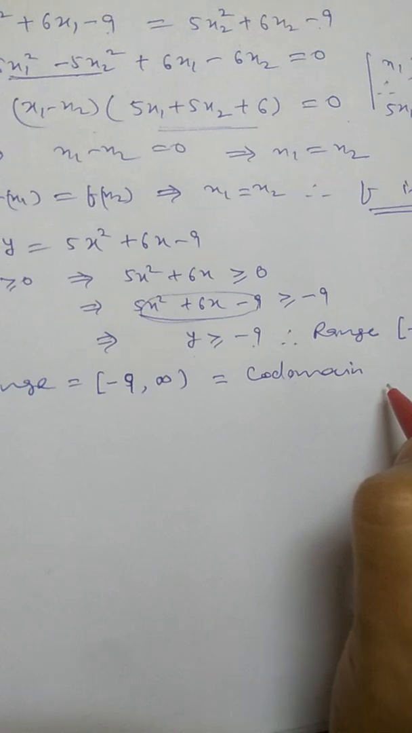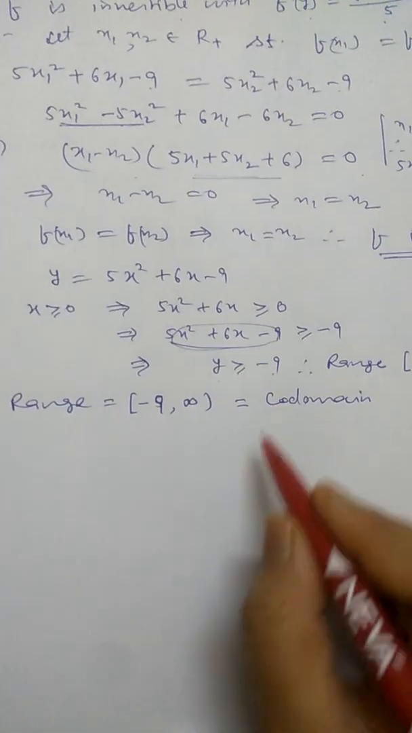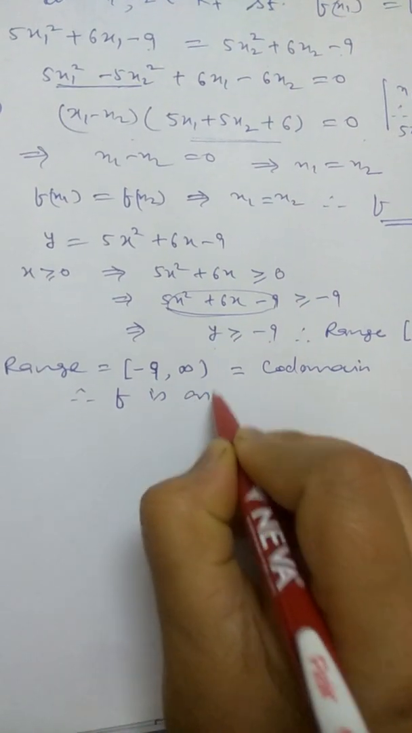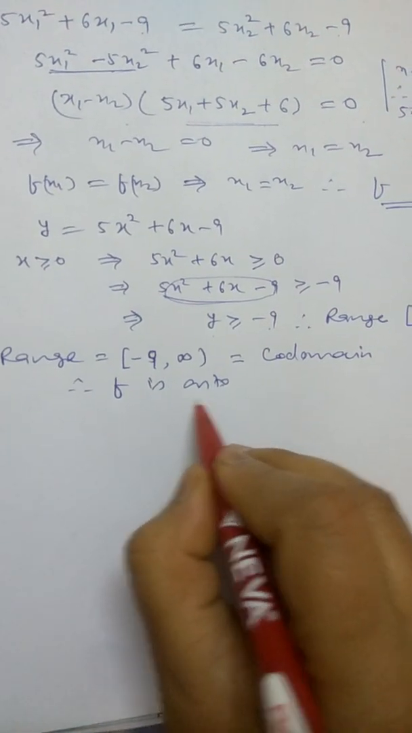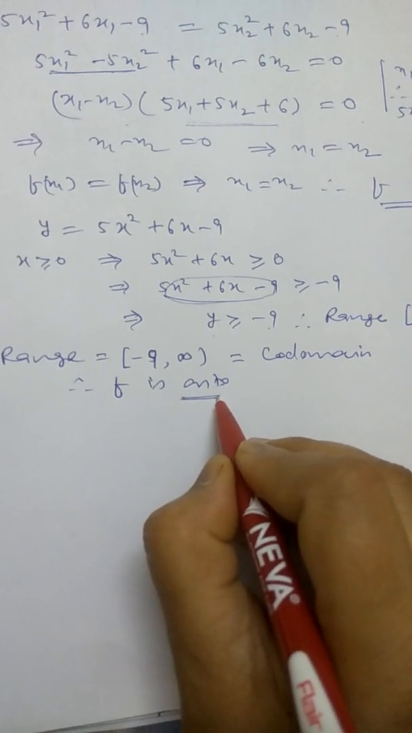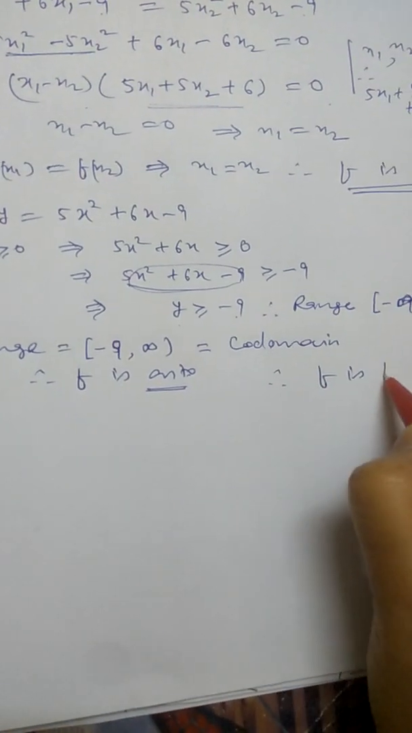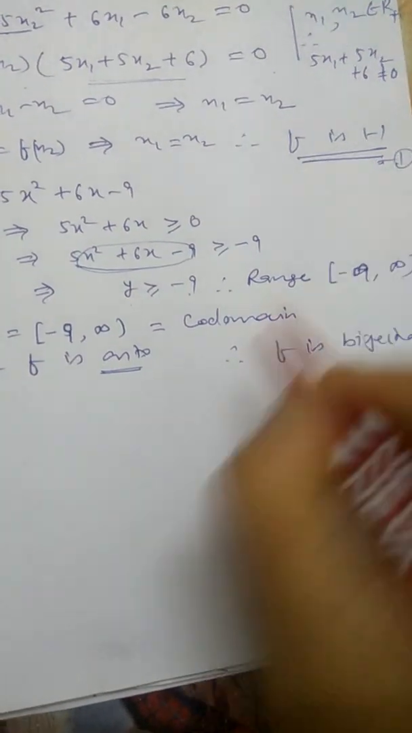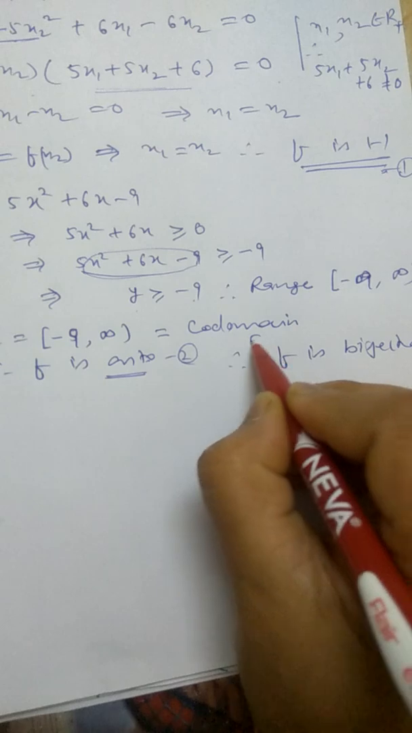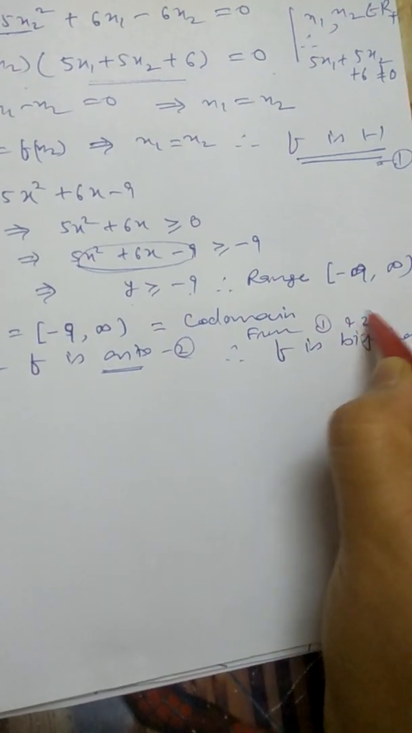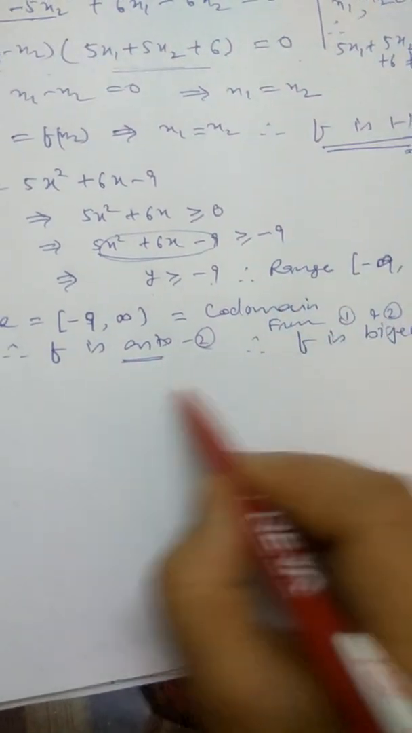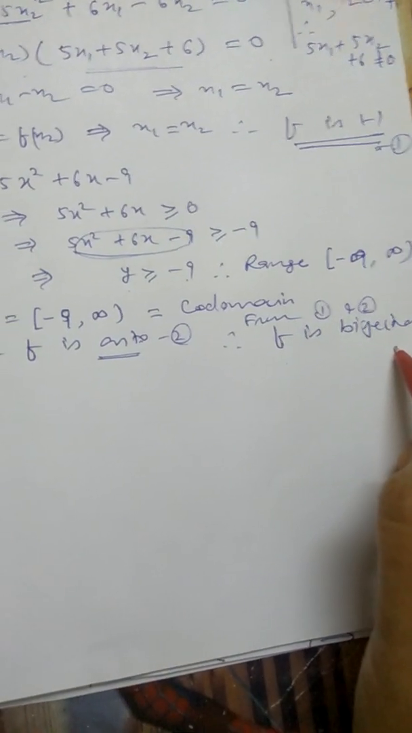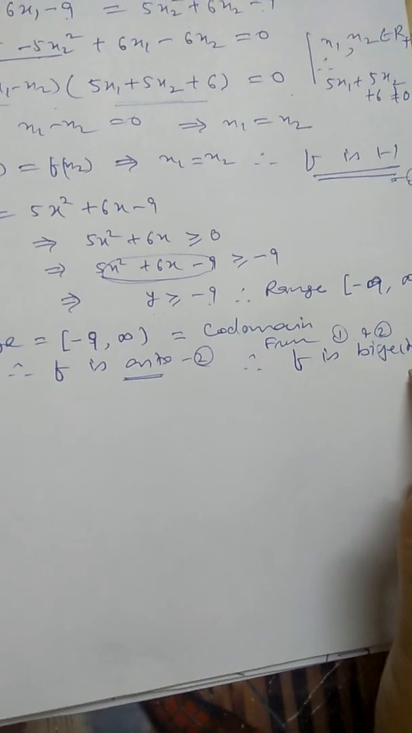And now here the range, that is -9 to infinity, is equal to the codomain of the function, and therefore this function f is onto. f is one-one and onto, and therefore f is bijective. You can say this is number 1, this is number 2; from 1 and 2, f is one-one and onto, therefore f is bijective. Is it clear? And now here we have to find the inverse of the function.